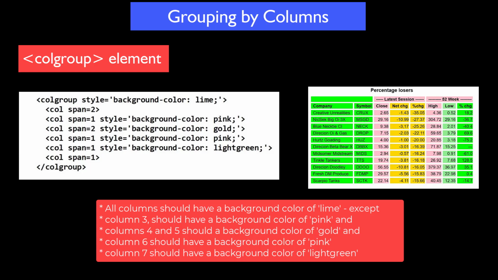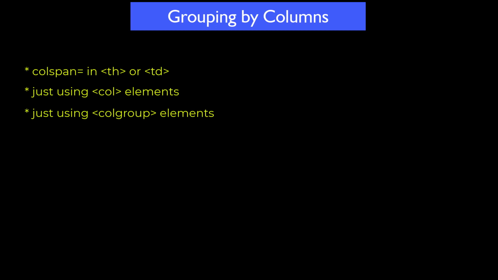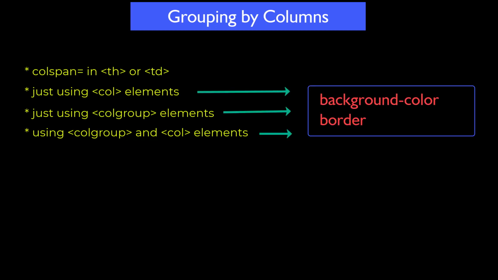Now, this scenario seems unusual to me, but my students always seem to find uses that I miss. So here's a tool that might be of use someday. So you can group columns by just using the col_span attribute in th or td elements, or just using col elements, or just using colgroup elements, or using both colgroup and col elements. Using col and/or colgroup only has use if you need to specify background color or border information, and that border information is only if the table is border-collapse.